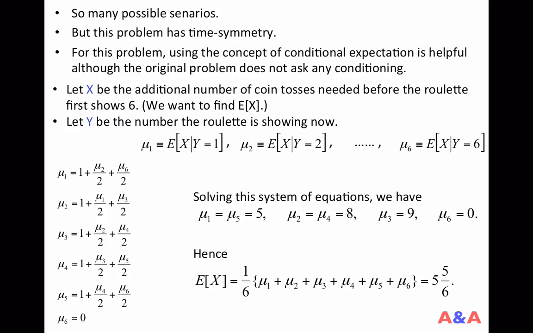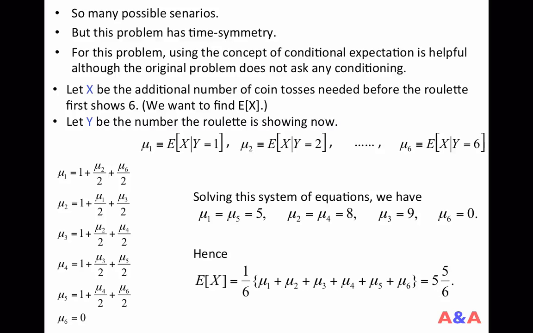To understand this, suppose that the first time you turned the roulette, it showed number 3. What's the expected number of coin tosses you need before the game ends? Seems like a very complicated problem, but suppose that you tossed the coin 100 times, being unable to finish the game, and the roulette is still showing number 3. What's the expectation of additional number of coin tosses you need before the game ends?